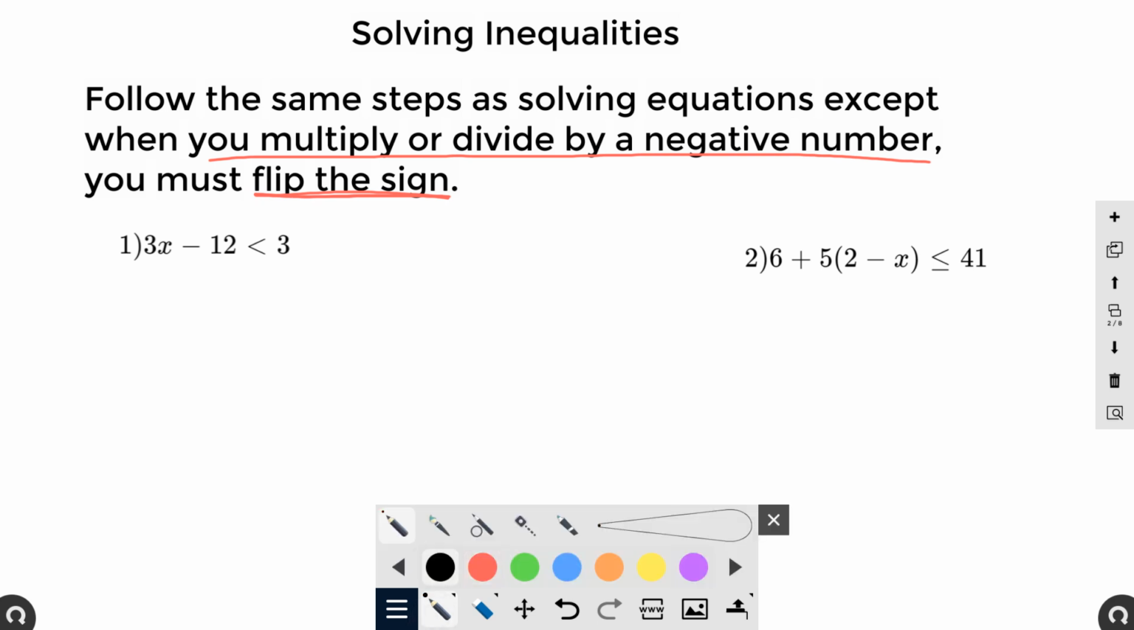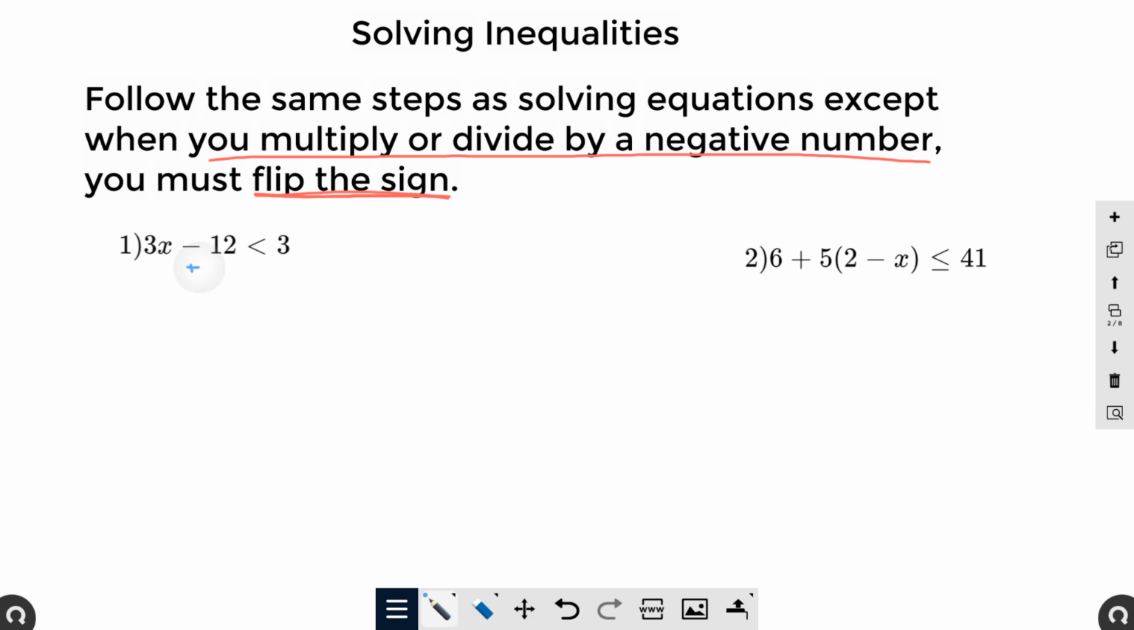So let's read this problem. If I were to go through and read it, problem 1 says 3x minus 12 is less than. That's right. If it points to the left, it's less than. So you can kind of keep those words. So 3x minus 12 is less than 3. So let's solve it like we normally do. What would you guys do first to solve this equation? Add 12. So we have 3x is less than 15.